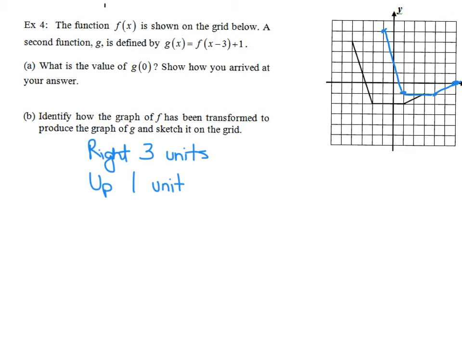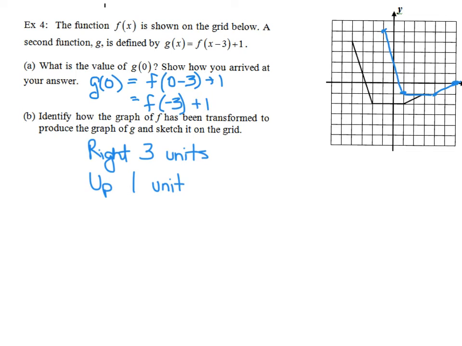Now let's go back to part A, and in part A it says, what's the value of g of 0? I'm going to start by calculating this algebraically. So to get g of 0, that means that the input is 0. So when I input 0, let's go to our definition for g, and we're going to say f of the x input is 0, so 0 minus 3, and then I'm going to take that answer and add 1. But this is just the same as the function value at -3 plus 1.